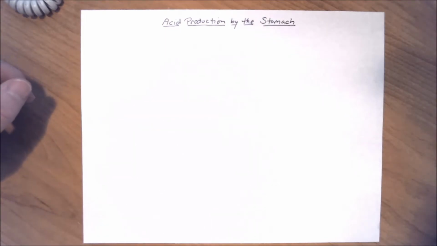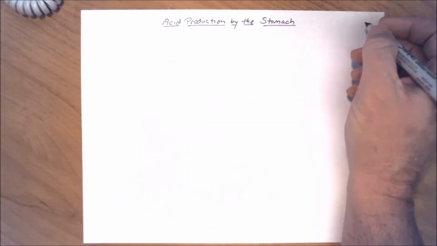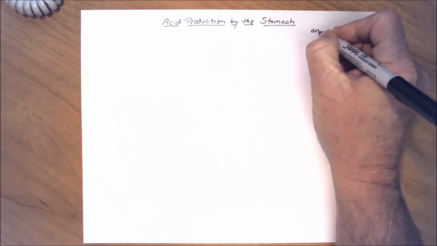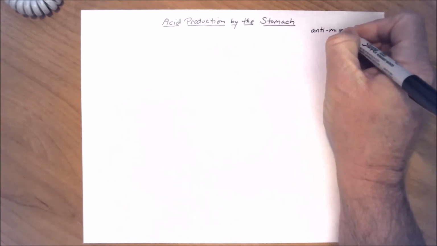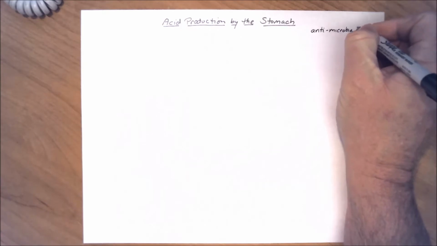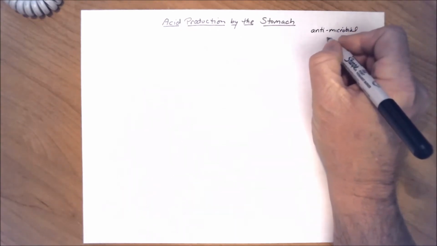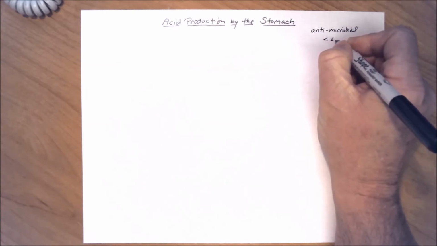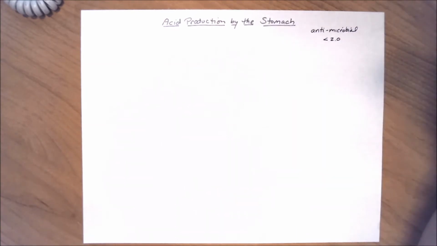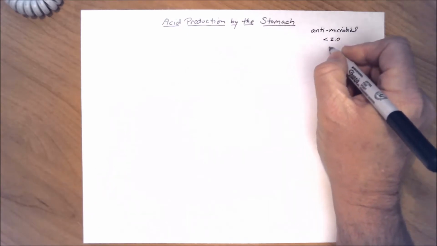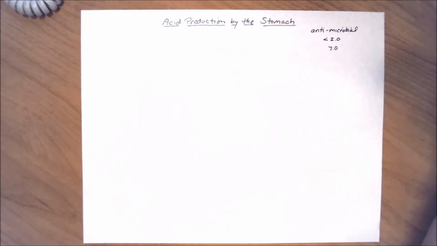Okay, so now let's turn our attention to the properties of acid production by the stomach. We know that acid production serves several functions in the stomach, and one of the primary functions it serves is an antimicrobial function. The way it serves this is because the pH is going to be less than 2.0.